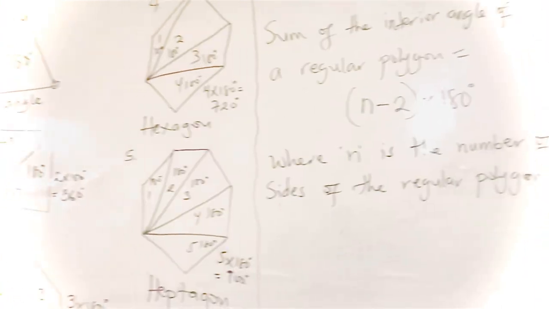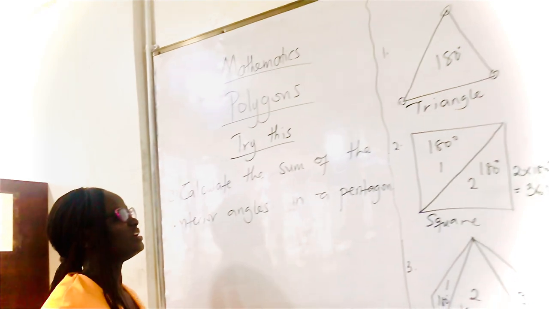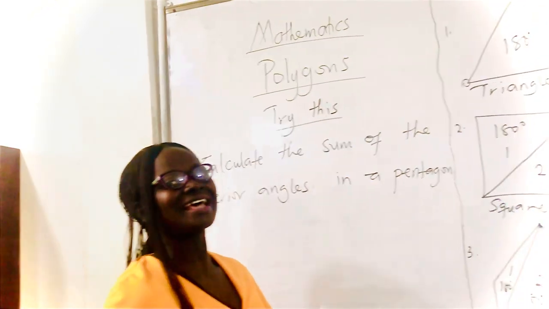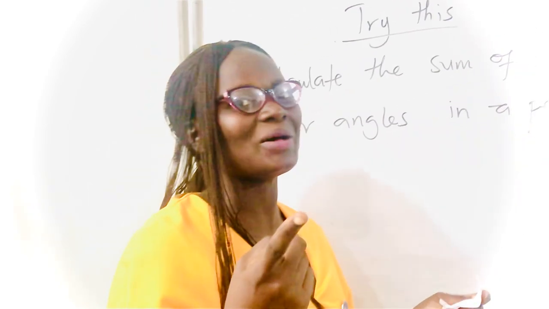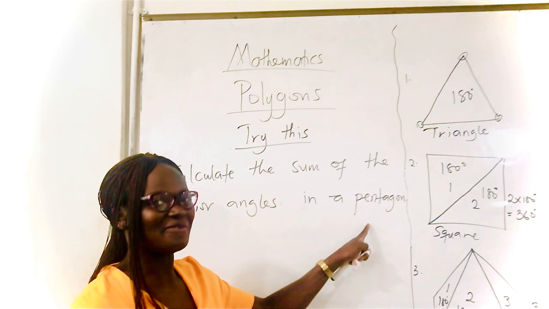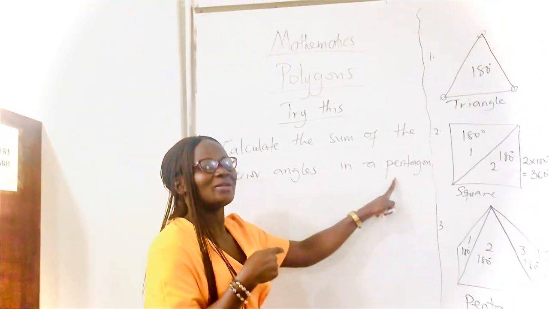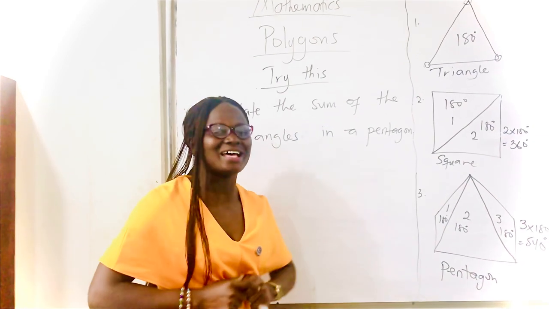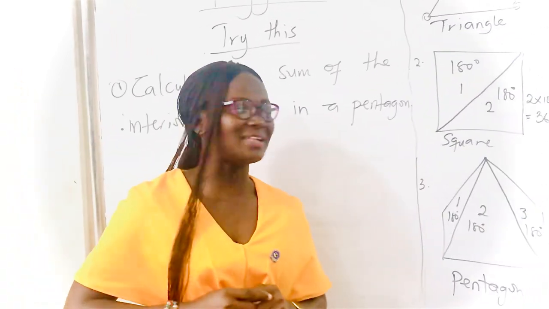In our next video, this is our question. Calculate the sum of the interior angles in a pentagon. And I believe you know the number of sides a pentagon has. So in this case, I didn't give you your n. I gave you the polygon. So you should know the number of sides that a pentagon has. And you can use that to find the sum of the interior angles of a pentagon.